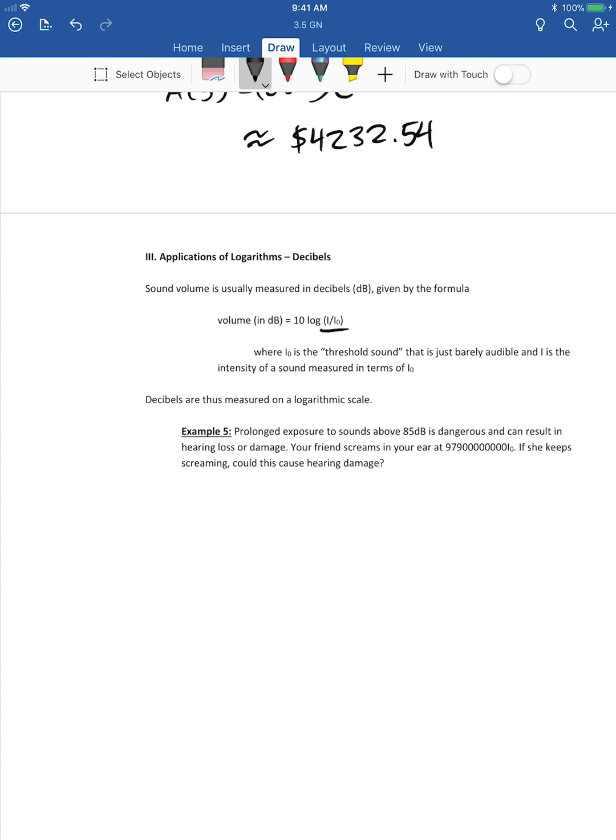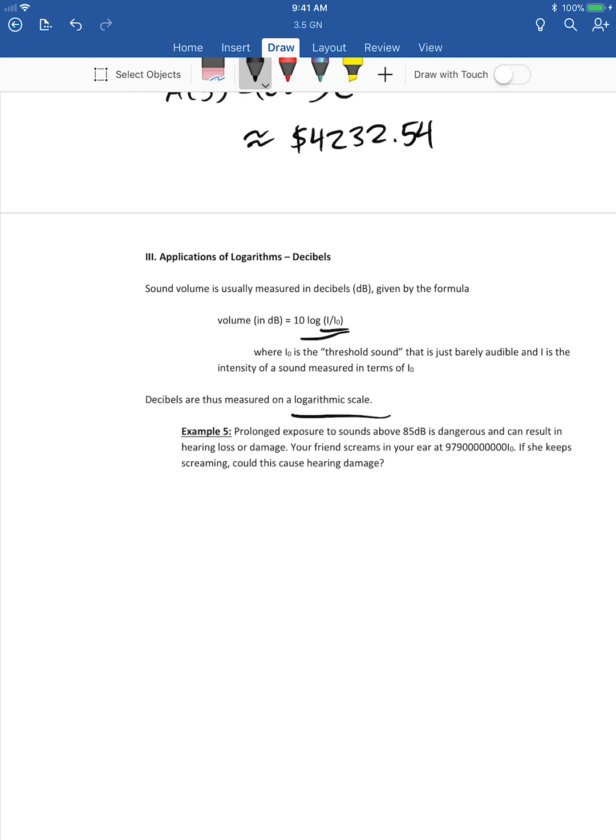So I naught is just a fancy term that we use to refer to a sound that barely exists, the smallest sound that we can hear. And then I is the intensity of a sound measured in terms of this I naught. So I could have a sound that's 1,000 times I naught, or 10,000, or 300, or 10. And then if I plug that into this formula, take the log, multiply by 10, I will get the volume of my sound in decibels.